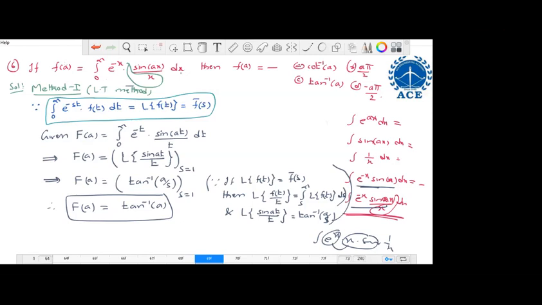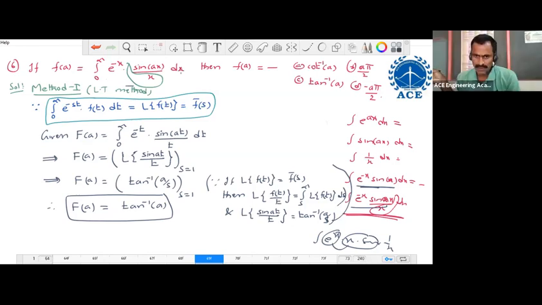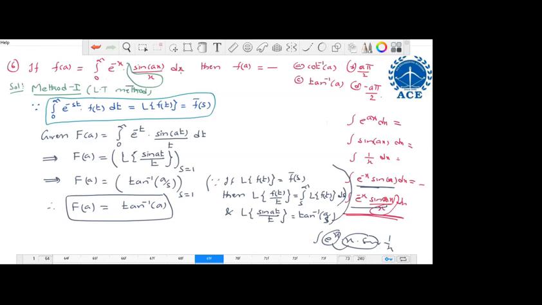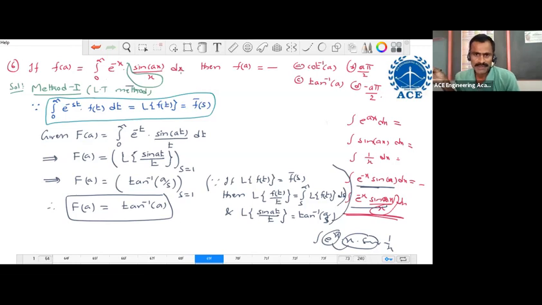Right. And sir, here we get pi by 2 minus tan inverse of s by a. After that, cot inverse of s by a, and then after inverting we get tan inverse of a by s. Yeah. Right. Okay. Now I understood, sir.